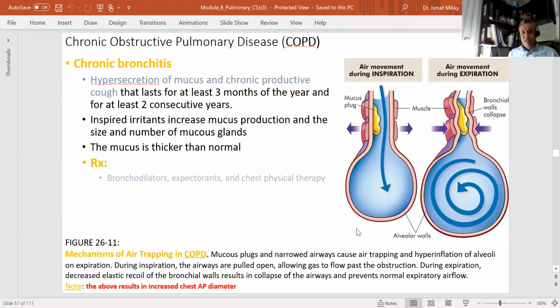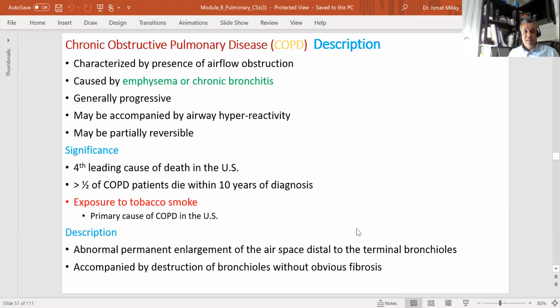Now, chronic bronchitis and emphysema both can be classified under COPD, separate from asthma, because the pathophysiology of asthma is different. So COPD includes chronic bronchitis and emphysema. COPD is characterized by the presence of airflow obstruction, either due to emphysema or chronic bronchitis, called COPD. It's the fourth leading cause of death in the US.